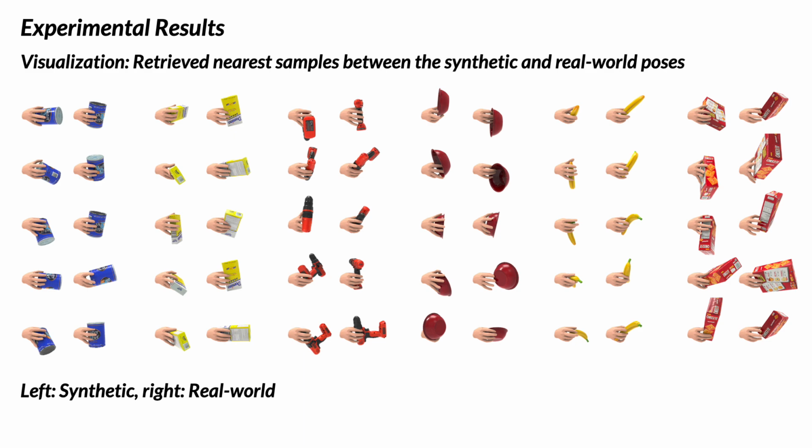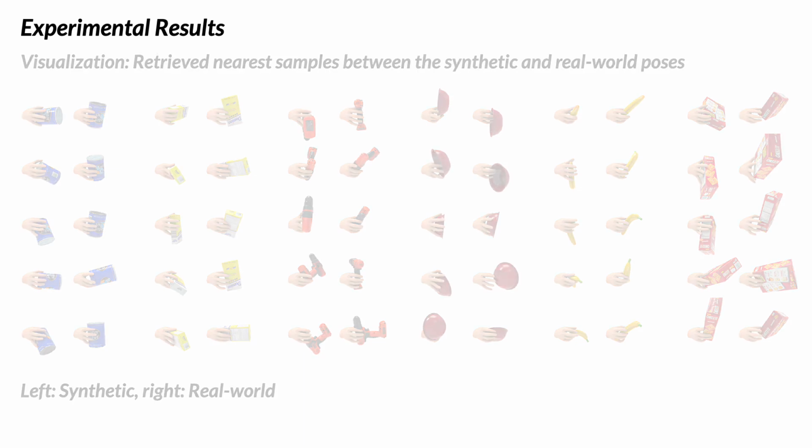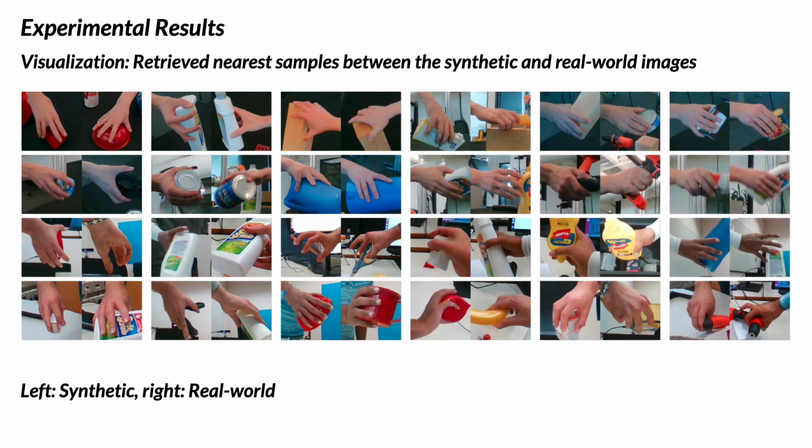For randomly chosen synthetic poses, we retrieve the most similar pose within the same object category in the real-world data. It shows that we can produce novel poses. Further, we perform similar retrieval on generated images. Their obvious differences demonstrate our capability to generate novel and diverse hand appearances and backgrounds.